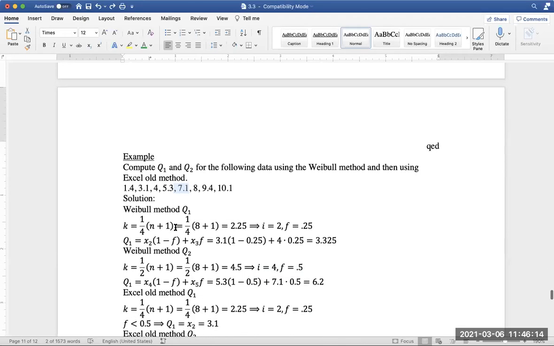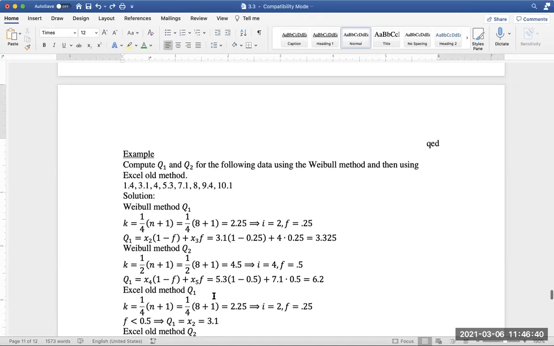Let's use the Excel old method to find the first quartile. It'll be the same as above: 1/4 times (8 plus 1) is 2.25. So you round to 2, so the number in the second position, 3.1.